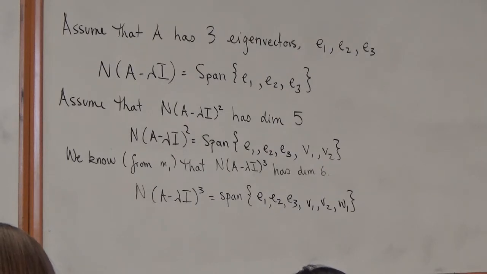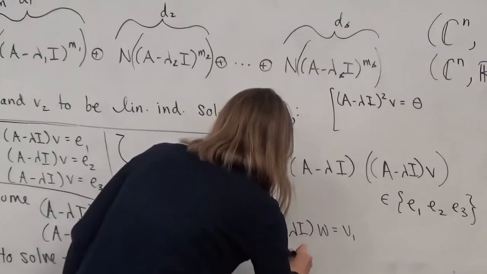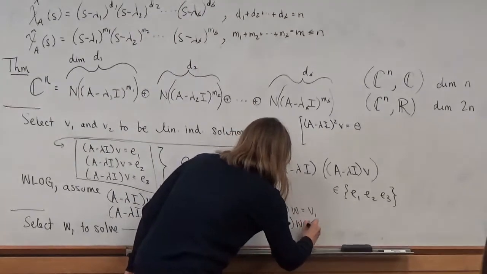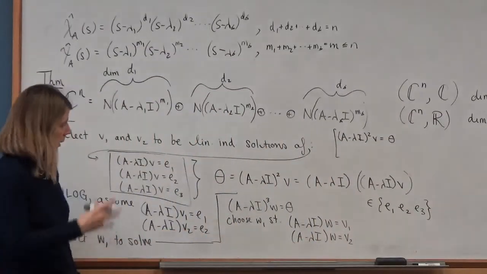to solve, and I'm going to write it over on this part of the board, to solve A minus lambda I. So we know that W solves this equation here, because it's in that null space. But I'm going to choose the W1 such that (A minus lambda I) W is equal to V1. So it's going to solve either of these equations. It's equal to V2. Okay, so I've gone one step further.